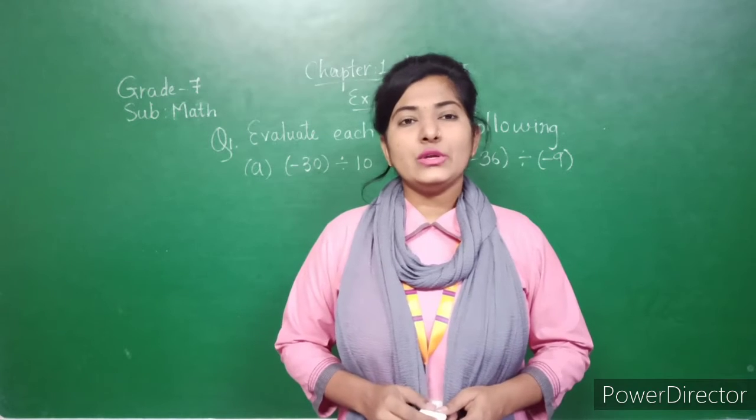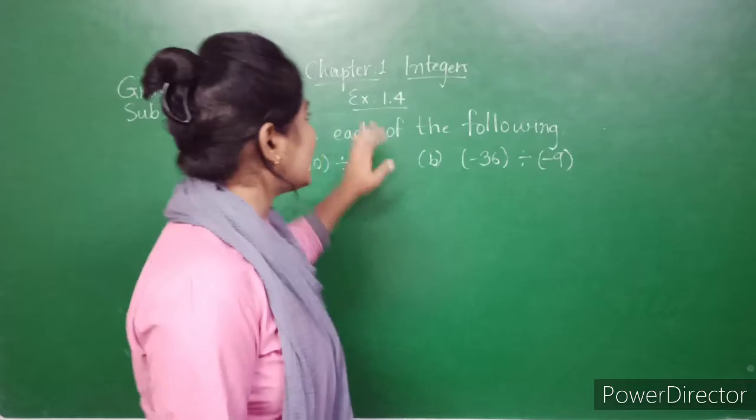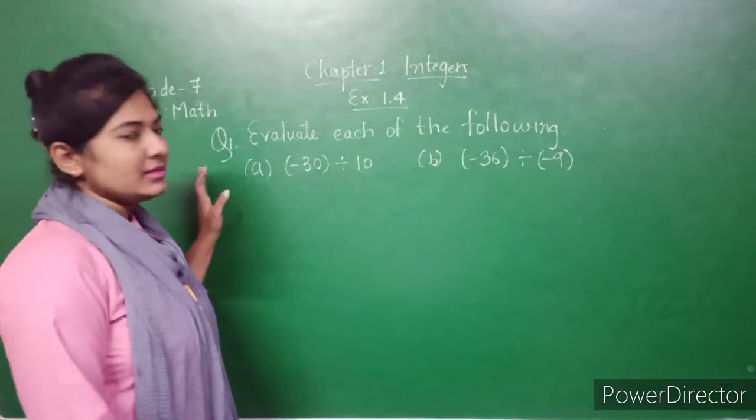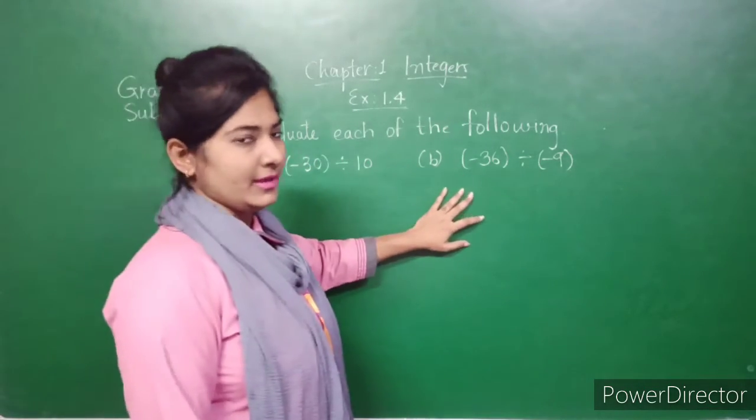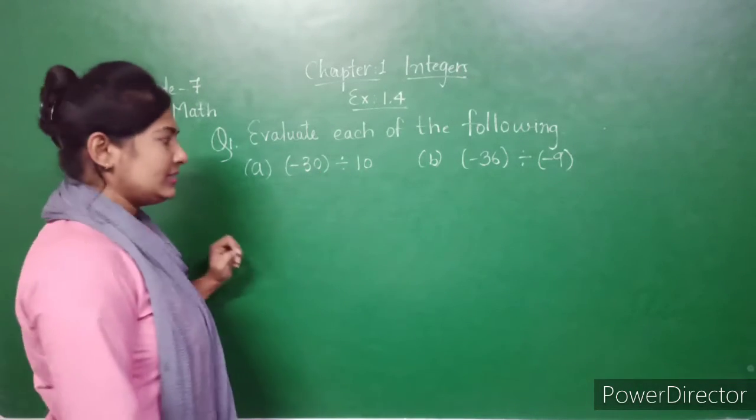Good morning students. Today we are going to start mathematics of standard 7, chapter number 1, exercise 1.4. Question number 1, evaluate each of the following. First is minus 30 divided by 10.